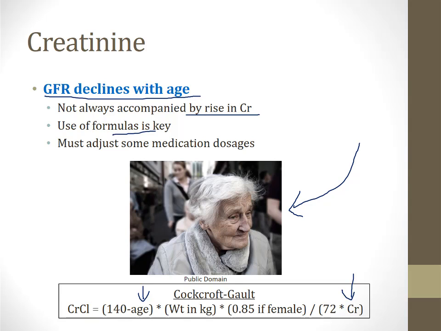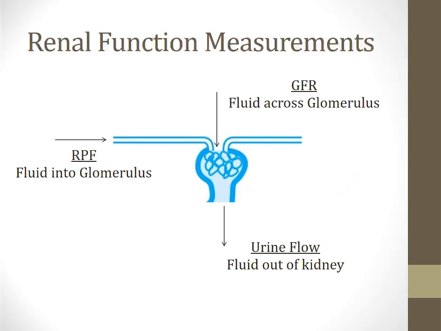And this is very important clinically because some medications require adjustment based on the GFR, so you need to take the patient's age into account. So back to our schematic of the various measurements of renal function. We just talked about how you can determine the GFR using inulin or creatinine.